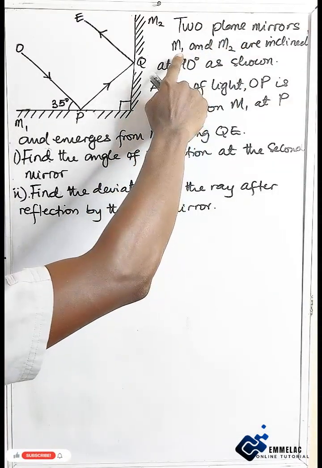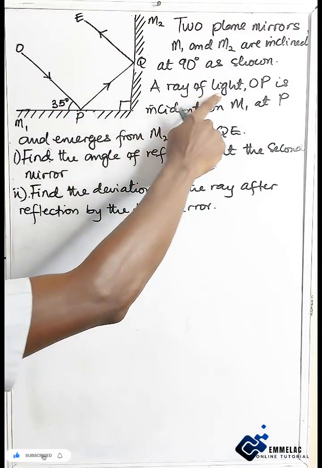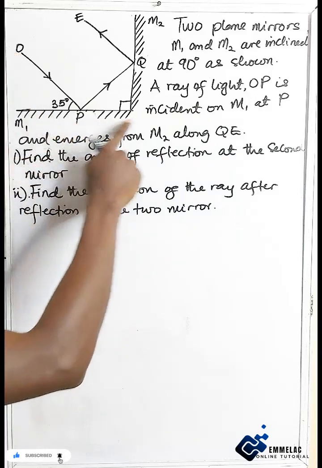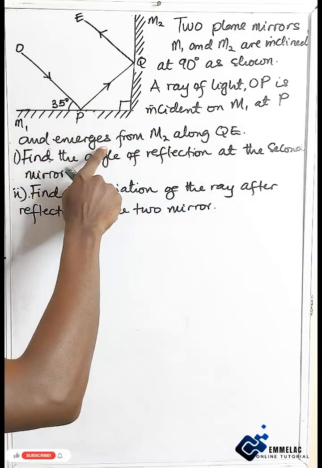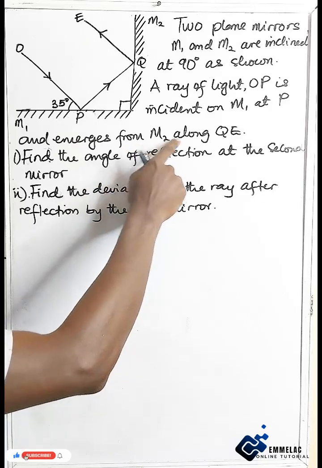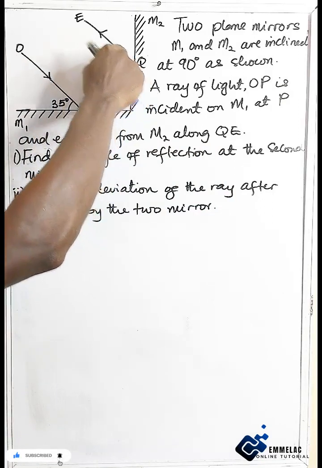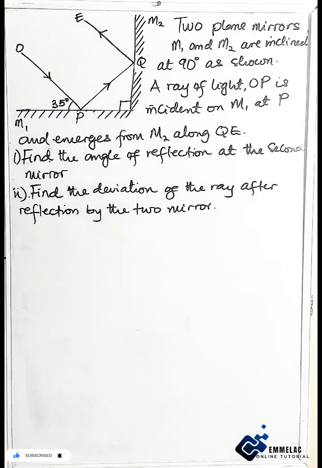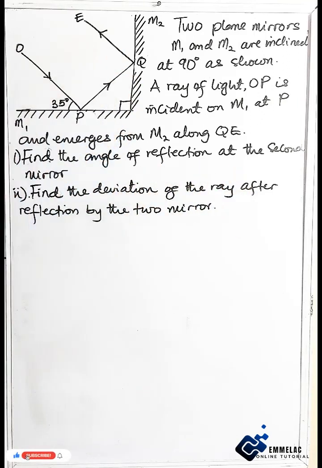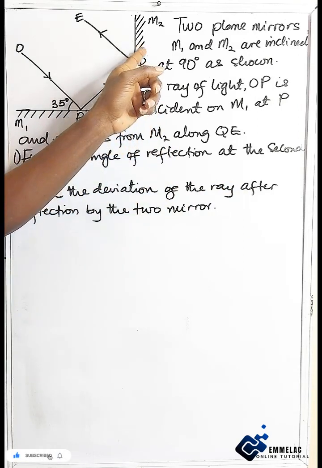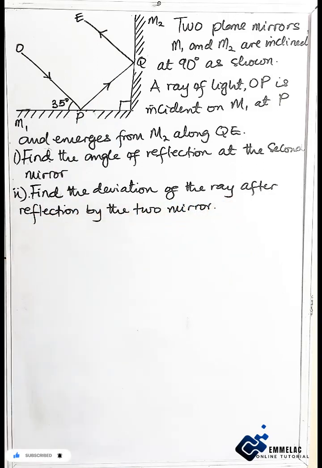Now, two plane mirrors, M1 and M2, are inclined at 90 as shown. Now, here is the diagram. Now, a ray of light, OP, is incident on M1 at P, and emerges from M2 along QE, which means the ray of light came here, went here, and left that way. Okay, now find the angle of reflection at the second mirror, and find the deviation of the ray after the reflection by the two mirrors.